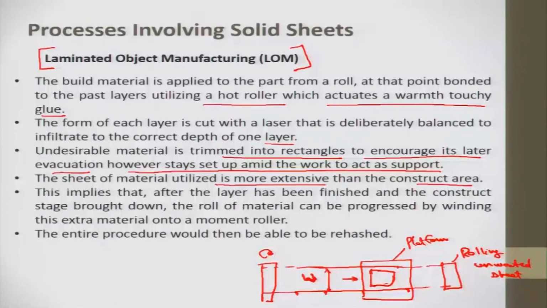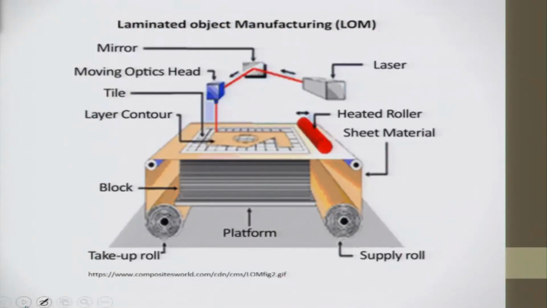This means that after the layer has been finished and the build platform lowered, the roll of the material can be advanced by winding this extra material onto a take-up roller here. The entire procedure can then be repeated. So, this is a specific laminated object manufacturing apparatus here. What we have is, this is the take-up roll, and this is the supplier roll. The supplier roll is being unrolled, this is the sheet, one layer of sheet is there.